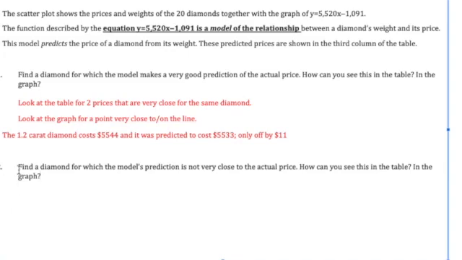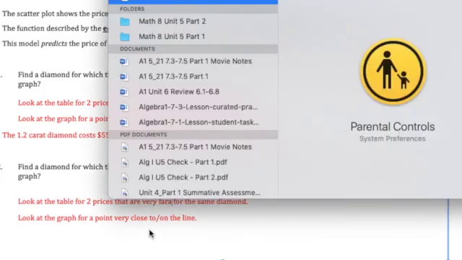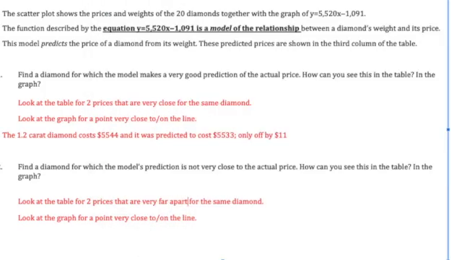So, find a diamond for which the model's prediction is not very close to the actual price. How can you see it in the table, and how do you see it in the graph? Well, I'm going to look at the table for two points. Look for the two prices that are very far apart for the same diamond. And look at the graph for a point that is very far from the line.